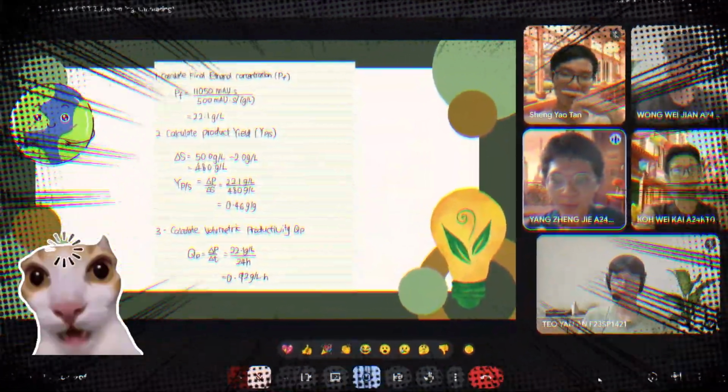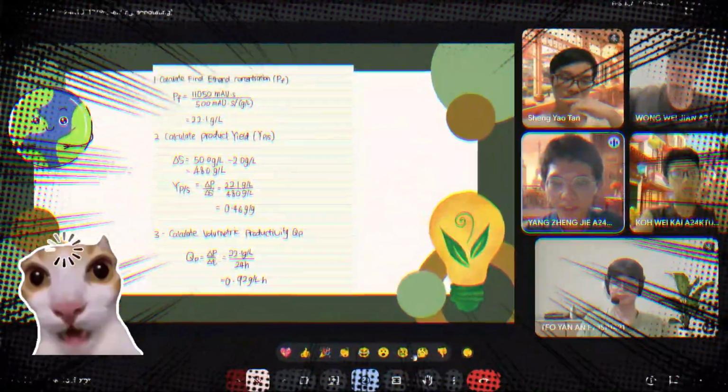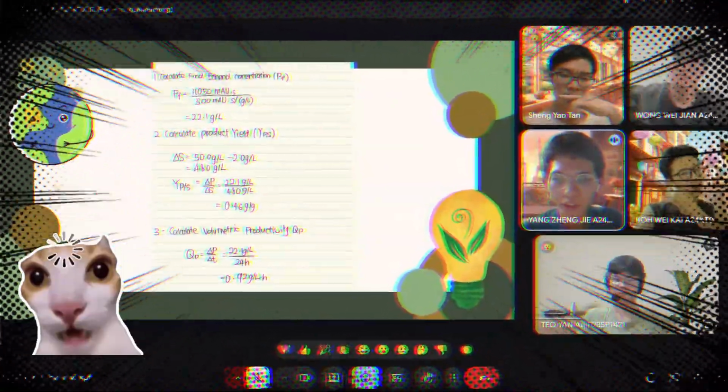HPLC doesn't directly spit out a concentration like 22.1 gram per liter. Instead, it generates a chromatogram with peaks, and the machine measures the peak area for each substance. The HPLC peak area reading is divided by a fixed calibration factor to get the ethanol concentration.